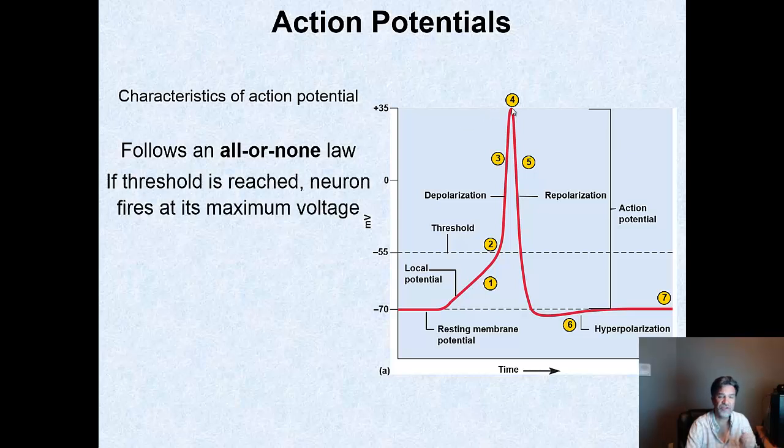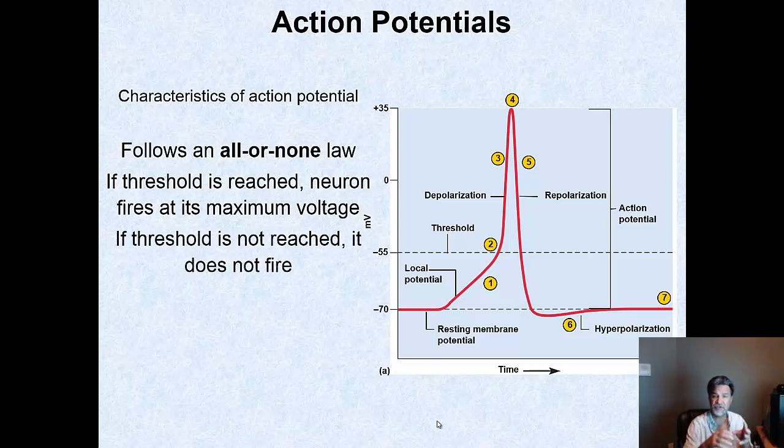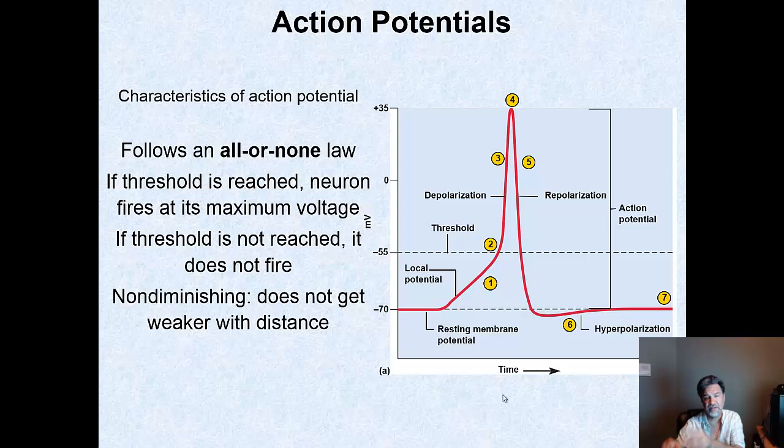So it follows the all or none law. You either reach the threshold and you get the action potential, or you don't reach that voltage and you don't get the action potential. It's that simple. Then it's non-diminishing. What that means is as it starts moving down the length of the axon, you might wonder, well, doesn't there have to be more stimulus down the axon? How does it go down without more stimulus? Based on only that original stimulus, that's all we need.